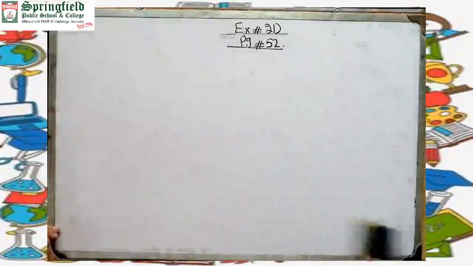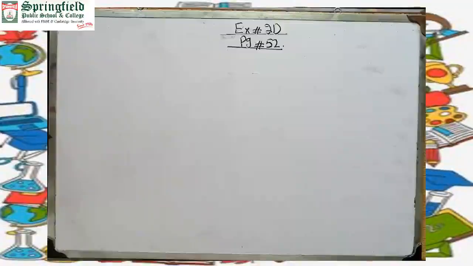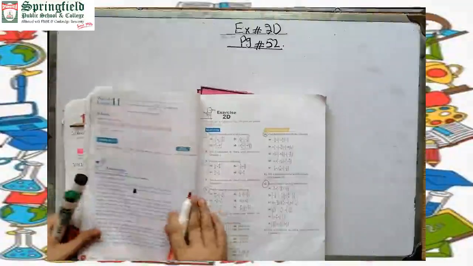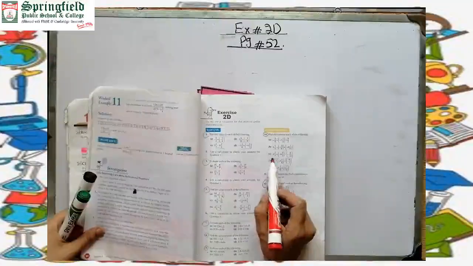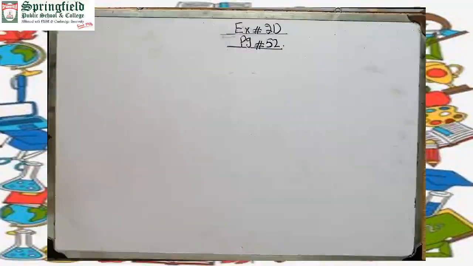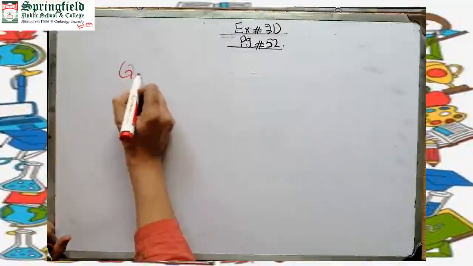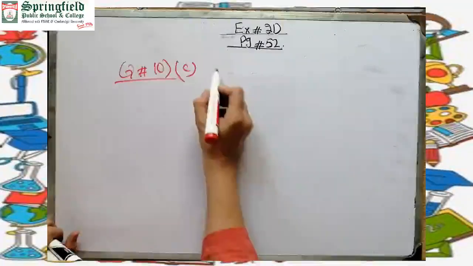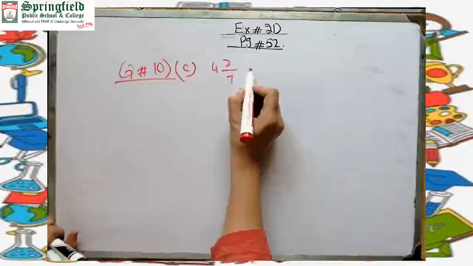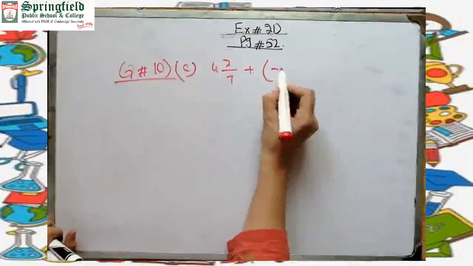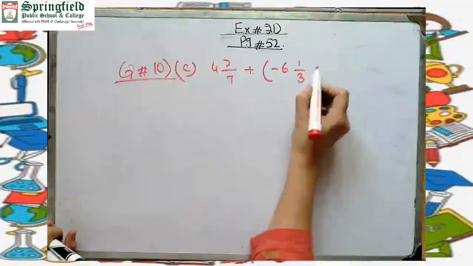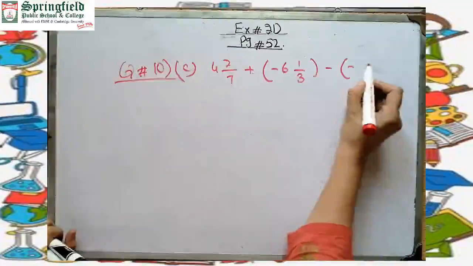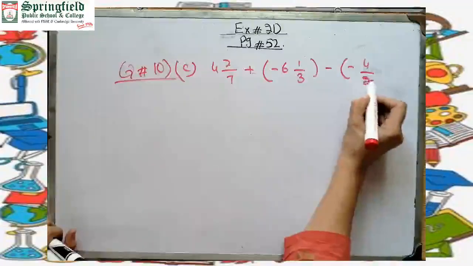And question number 10 is: find the value of each of the following. Now come on part C. Question 10, part C: 4 whole 2 by 7 plus, in brackets, minus 6 whole 1 by 3, minus 4 divided by 21.